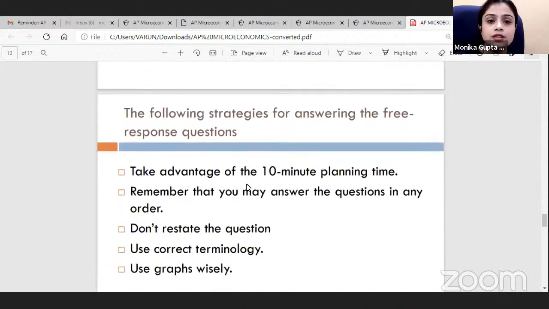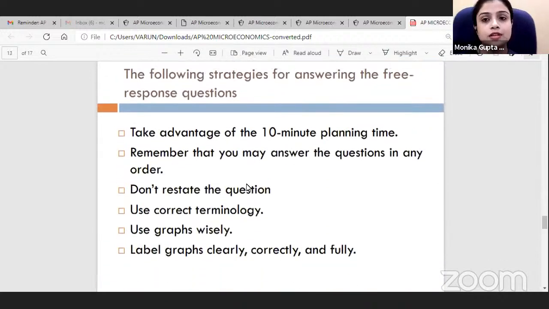Now we are going to discuss the strategies that we should follow for the free response questions, because for multiple choice questions, if your concepts are clear, you will be able to answer them. But students always have a doubt about how to answer free response questions. So these are some key points that you can keep in mind while answering your FRQ.